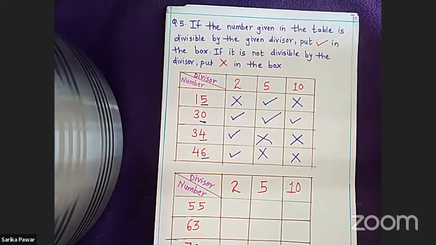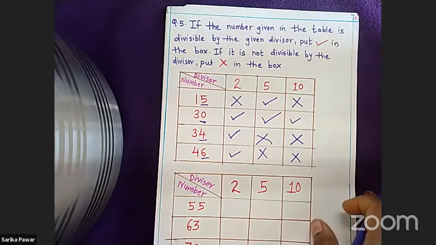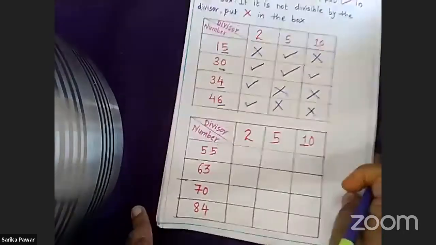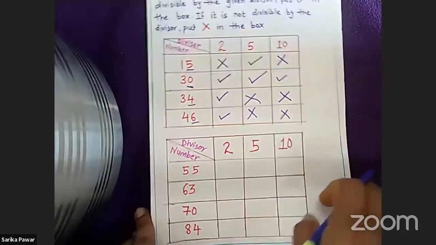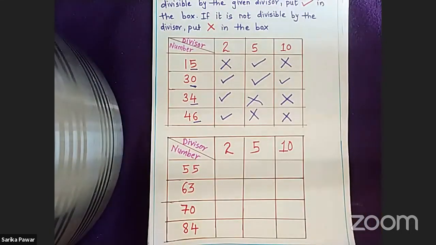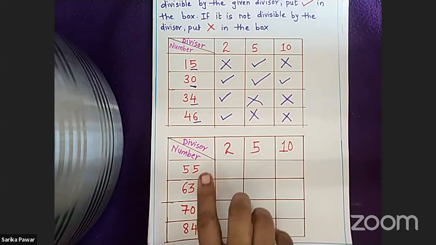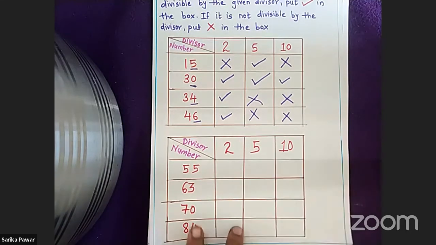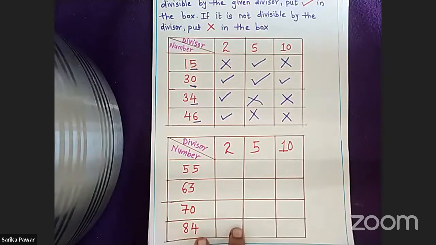Now, see table 2, chart 2. The same chart here, the same table, but different questions are there. Just solve it out. Here also 4 questions are there in the table. First number is 55. Another number is 63. Next number is 70. And the last number is 84.